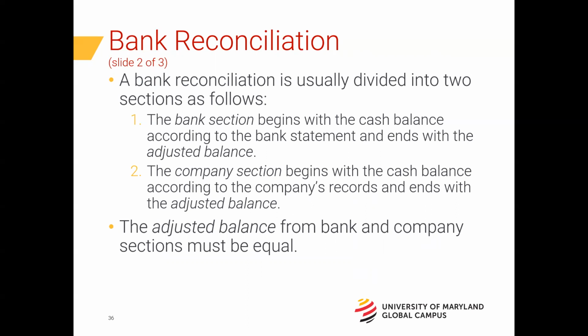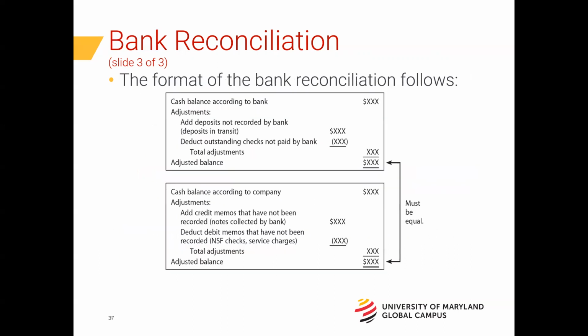And in that method, we first identify two sections. The bank section begins with the cash balance and ends with the adjusted balance. And then the company side begins with the cash balance according to the records and ends with the adjusted balance. The bank statement and the company balance sheet need to be equal. They need to be equal. And so how do we do that? We do that through the adjusting process.